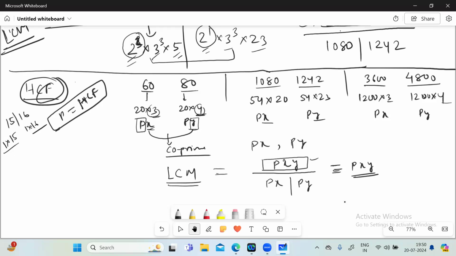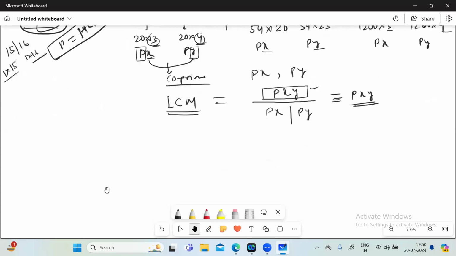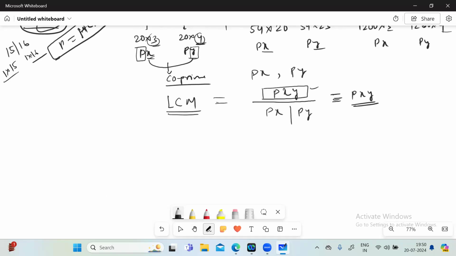So this particular way of representing numbers is very important, and you'll be able to solve many questions through this concept. Like there are two numbers n1 and n2, and P is the HCF. So these two numbers can be written as Px and Py. And the LCM will be Pxy.